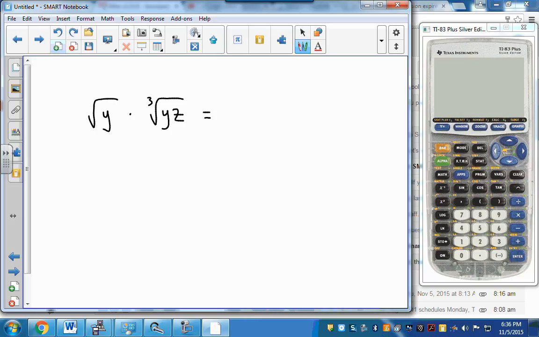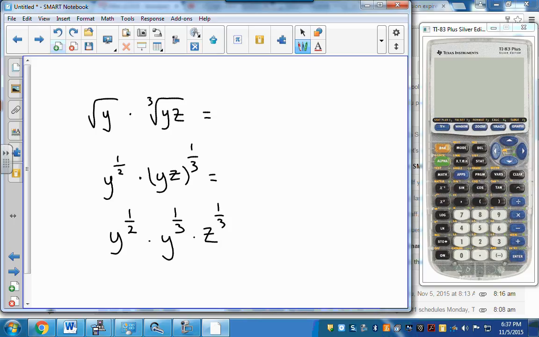Okay, problem 95, square root of y times the cube root of yz. I'm going to write this one as y to the 1/2 times yz to the 1/3. And then I'm going to make sure that that 1/3 goes with both bits. So we have y to the 1/2 times y to the 1/3 times z to the 1/3. When I see this, these two factors raised to the 1/3, the 1/3 has to go to both pieces inside. Okay, so now I can go ahead and just add up the exponents. So I have y to the 5/6 times z to the 1/3, and that's my final answer.